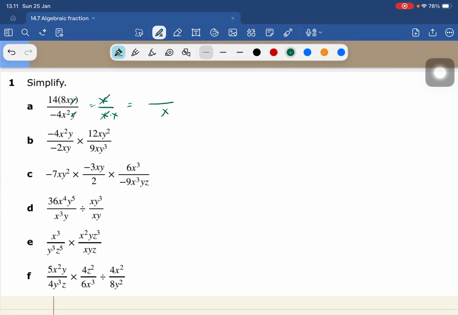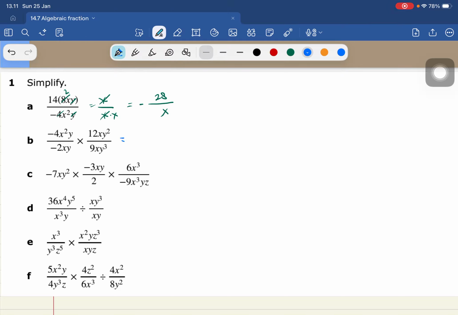So x, negative, negative. Okay, continue. 8 and 4, both of them we can divide by 4, so it's going to be 2. So 2 times 14 is going to be 28. So the answer is minus 28 over x.